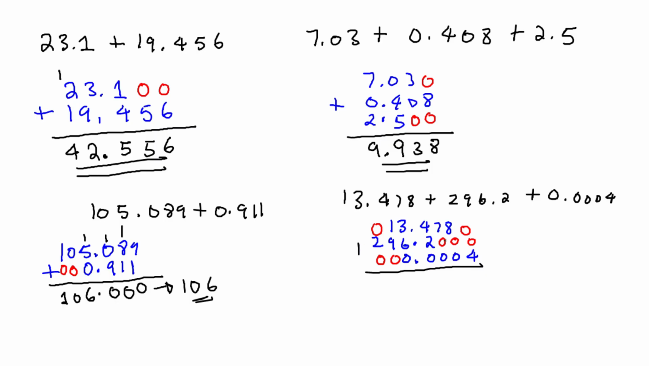Let's add. This will be 4, this will be 8, this will be 7, this one over here will be 6, point, this one will be 9, this will be 10, carry the 1, and this will be 3. So your final answer is 309.6784.